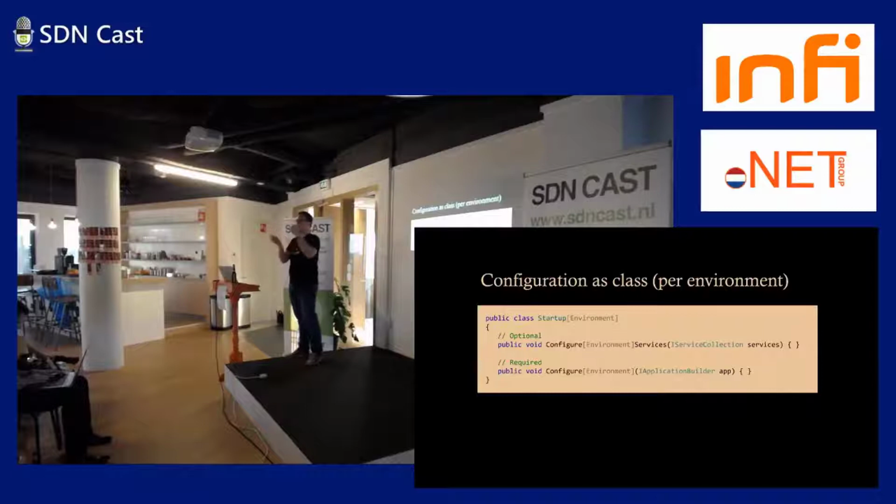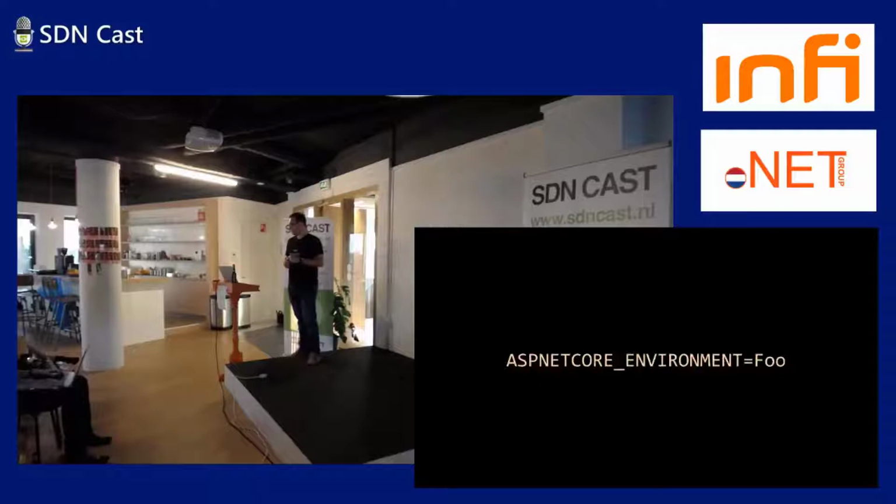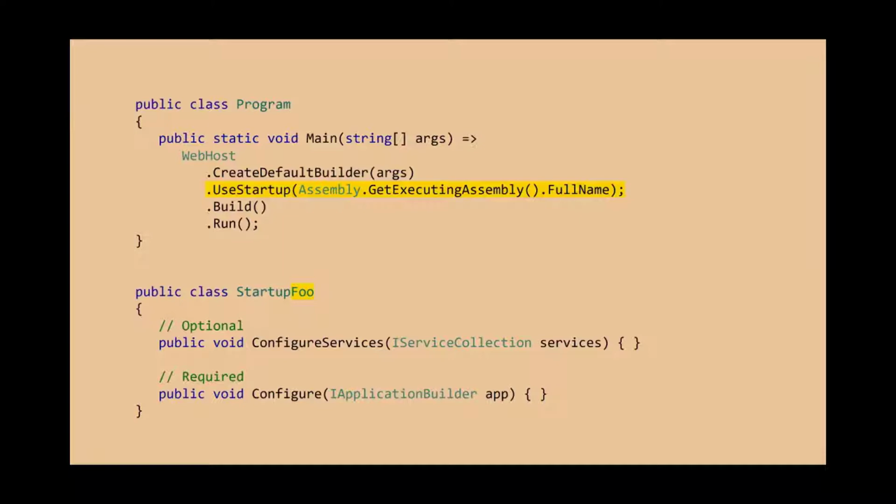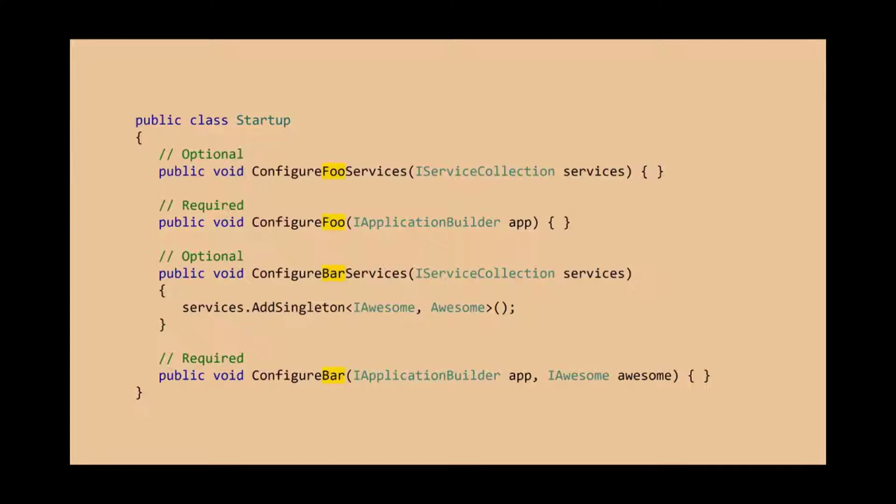And the same goes for the methods. It goes in a different level. So if you have ConfigureDevelopmentServices or ConfigureDevelopment, it will take those methods instead of your normal ones. For instance, if you have Foo as an environment, you set that, for instance, as an environment variable, and you wire up your startup class to scan all the assemblies for startup classes, it will pick up StartupFoo if you have it in your application. Yet again, if you have ConfigureFooServices and ConfigureFoo, it will use those methods in your application.